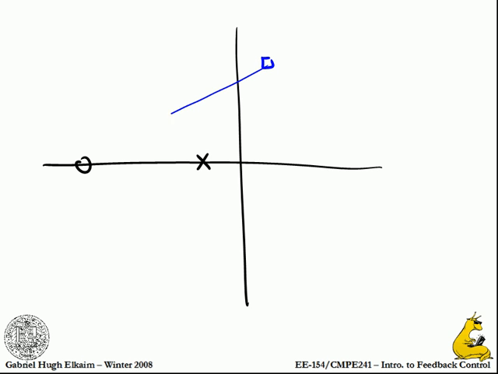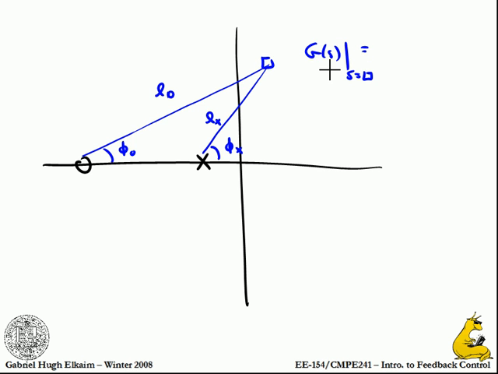Let's call this L0, Lx. Here's phi x and phi 0. The magnitude of G of S evaluated at S equals that point is going to equal nothing more than L0 divided by Lx.